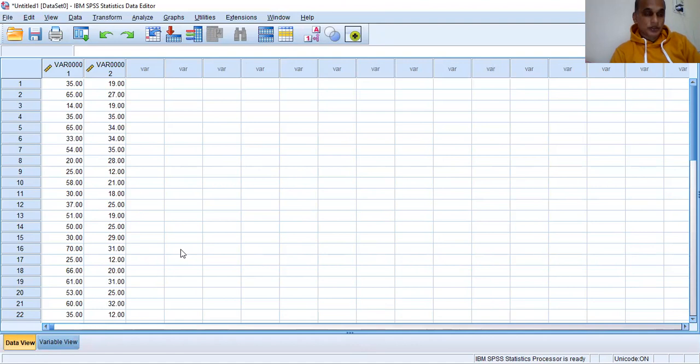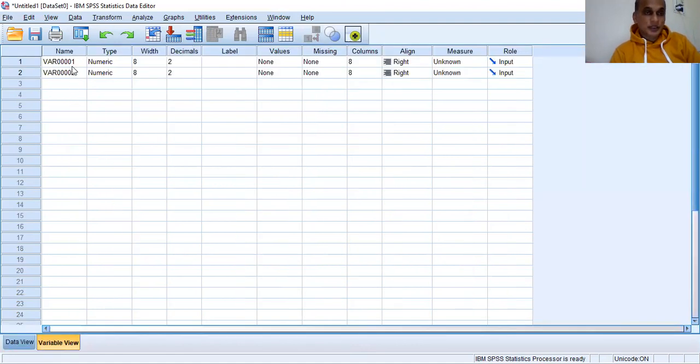Now that we have got the values, we can move to the variable view. The first variable is basically talking about meaning of life, so I'll just write life. And the second one is well-being, so I'm writing well-being. These two values I've written. You can have the labels also: meaning of life, and the second is maybe psychological well-being.